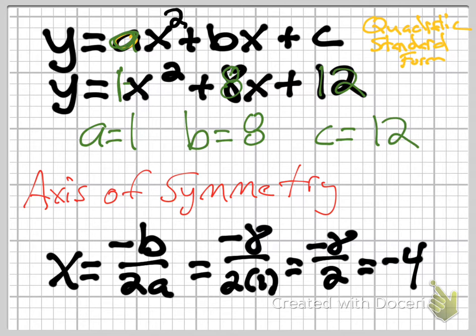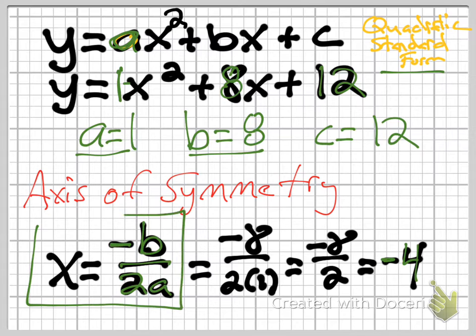Now when we have it in standard form, and we can identify the b and the a, I want you to know that the axis of symmetry is this formula right here. It's the opposite of b over 2 times a. So this gives me an axis of symmetry of x equals -4. So this is how we can find the axis of symmetry using this formula, only when we can get the a, b, and c.